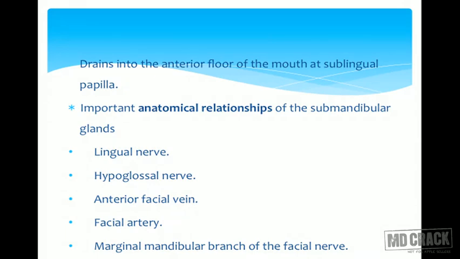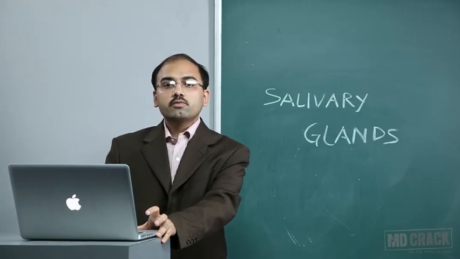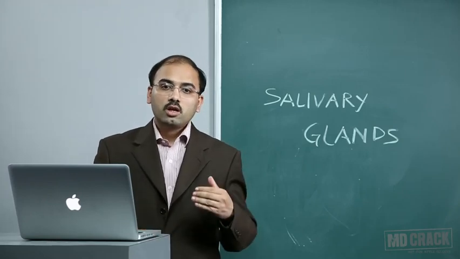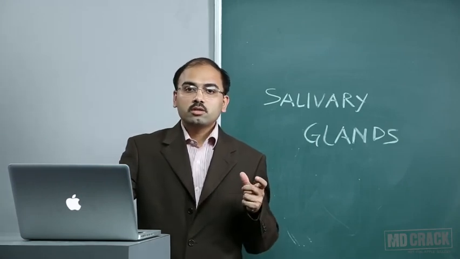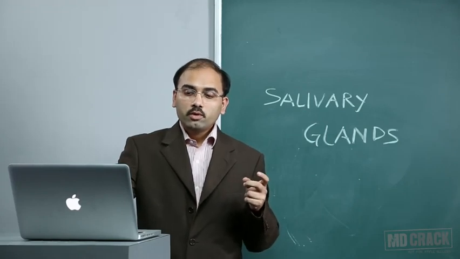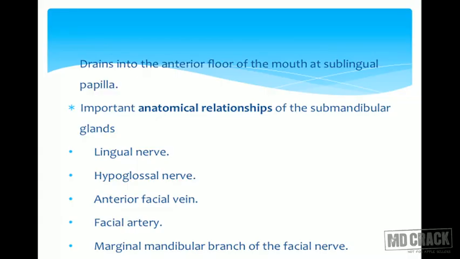Important anatomical relationships of the submandibular gland include the lingual nerve, hypoglossal nerve, anterior facial vein, facial artery and marginal mandibular branch of the facial nerve. So these 5 structures should be remembered carefully because they can be injured during excision of the submandibular gland, or these nerves are likely to be injured while removing the gland. So lingual nerve, hypoglossal nerve, and marginal mandibular branch of the facial nerve.